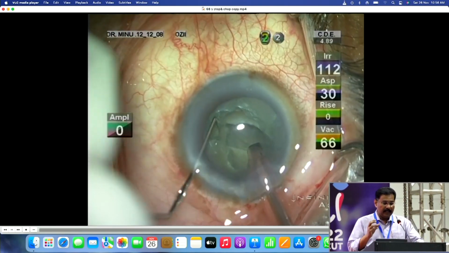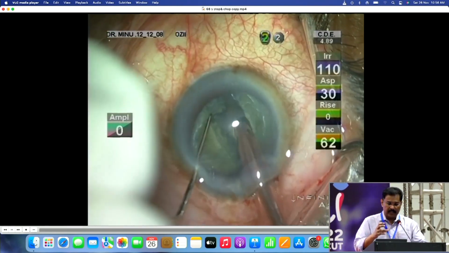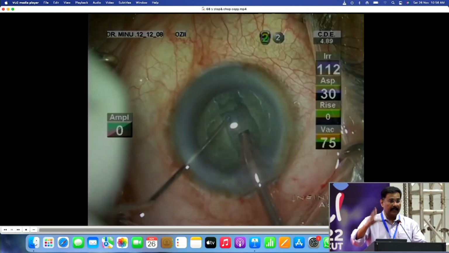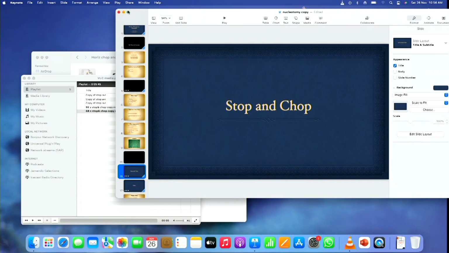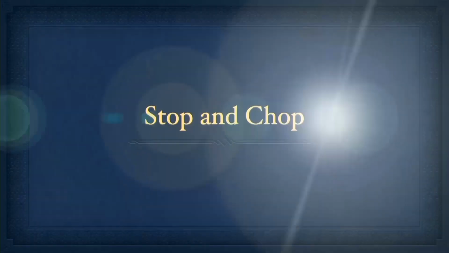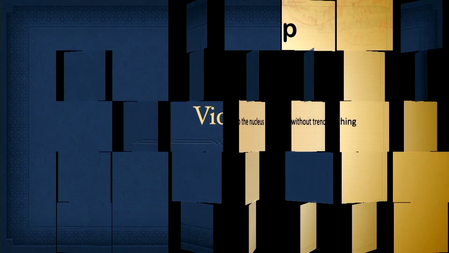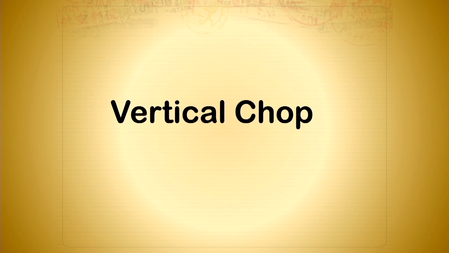After that, you stay within the rhexis margin, so that you can hold on to the nucleus well without going underneath the rhexis or going to the periphery. So we'll move back, stop and chop. That's over. So phaco chop, we talked about all those.